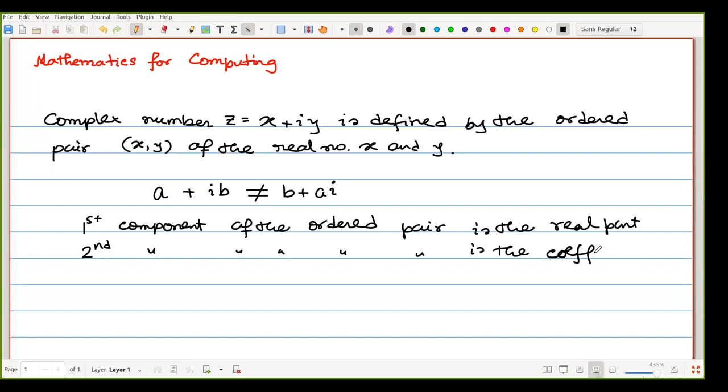The coefficient of i. Suppose here, in the first case, that is the first part, obviously the real part. And that second part, b, is also a real number, but it is the coefficient of i. In the second one, b is the real part, but a is real also, and it is the coefficient of i. So obviously, in the first case we can write it as a comma b, but in the second case it is written as b comma a.